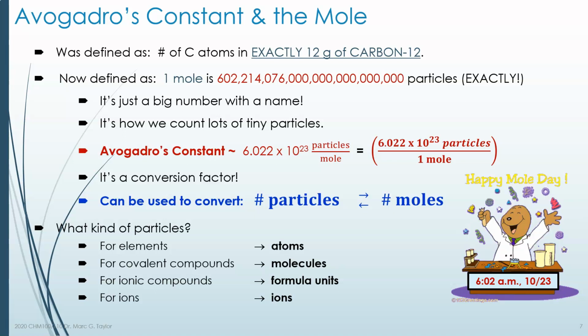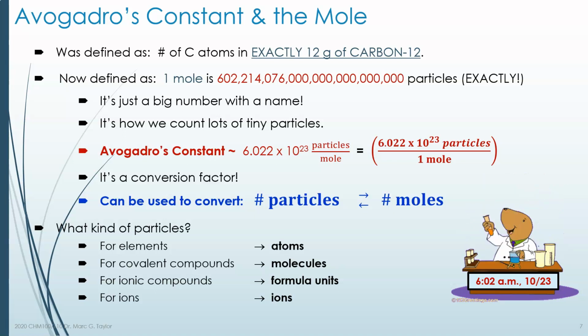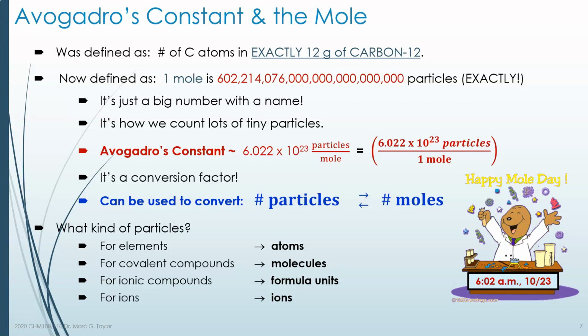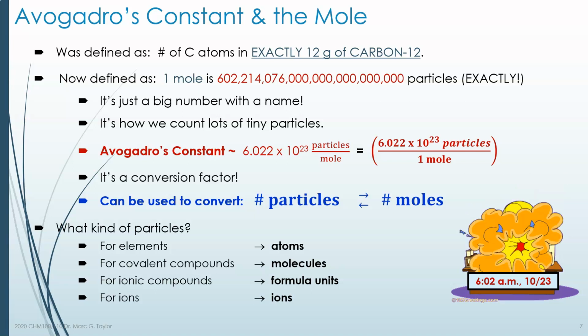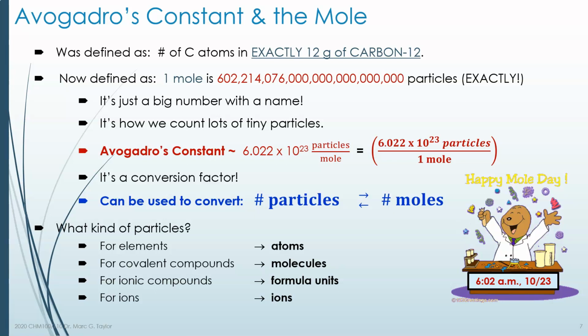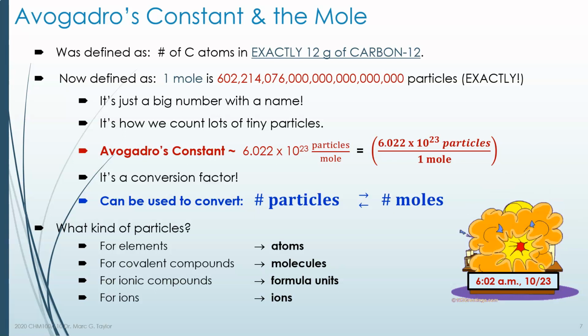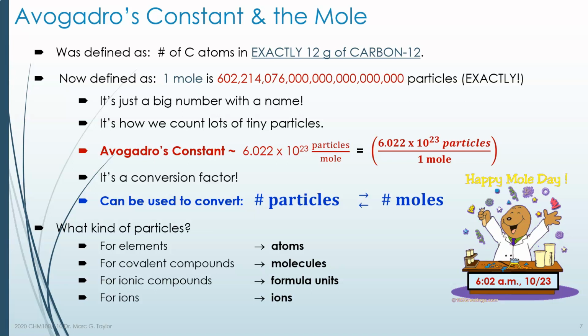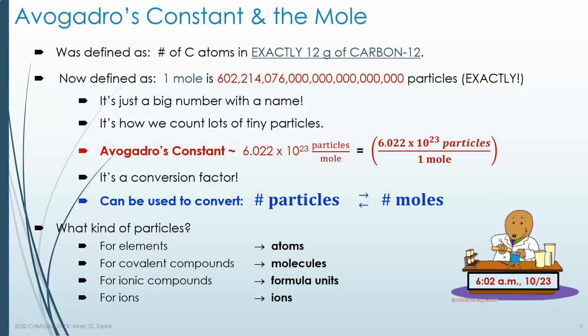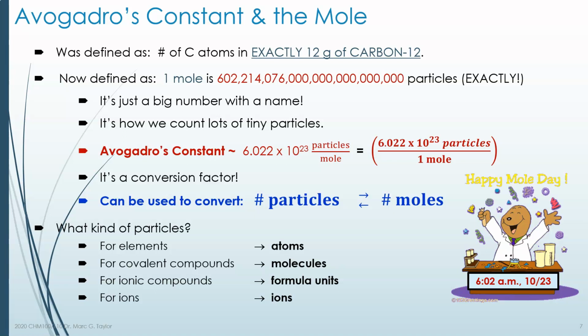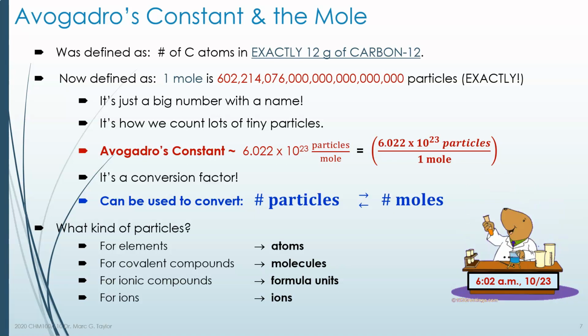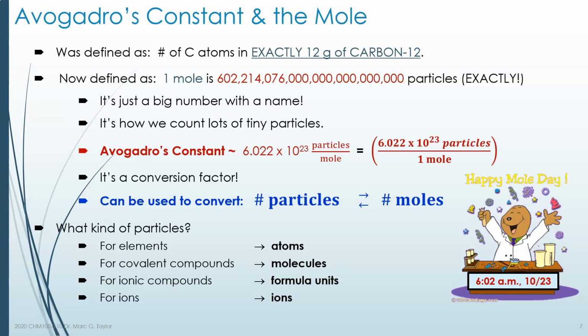So anytime you see a problem that says how many atoms, how many molecules, how many formula units, you're going to use Avogadro's constant and just replace the word particles with the type of particle you're interested in: atoms, molecules, formula units, ions. It doesn't matter because it will work for anything. It doesn't matter what we're counting. It could be any of these particles. It could be marbles. It could be cars. It could be people if there were that many people, but there aren't. So any count of this number is a mole of that particular object.